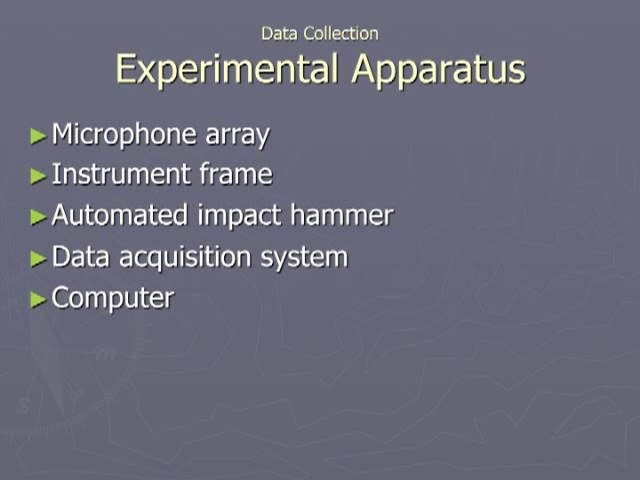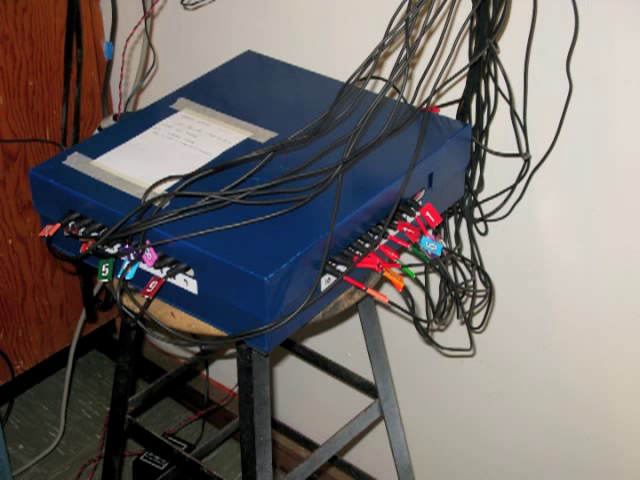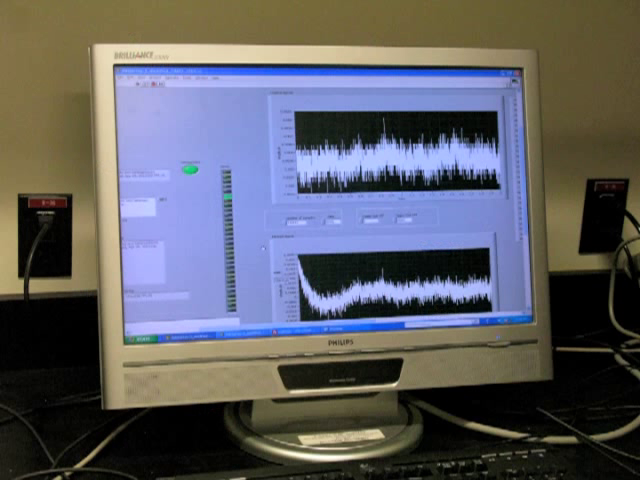For conducting these measurements, the following equipment is used: our microphone array and instrument frame, an automated impact hammer, a data acquisition system, and a computer with LabVIEW. The automated impact hammer consists of a small DC motor connected to an aluminum hammer. The hammer is triggered by an external function generator. The data acquisition system we use can sample 32 mono inputs at rates of up to 40 kHz, outputting the results to the computer. The computer in the lab has been modified to receive the DAC signals and uses a LabVIEW program to write the data to file.